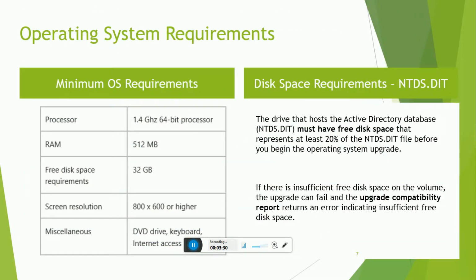These are the operating system requirements. The minimum requirement is a 1.4 GHz 64-bit processor, 512 MB of RAM, and 32 GB of free disk space. Screen resolution is 800 by 600 or higher. Miscellaneous requirements are a DVD drive, keyboard and internet access. The drive that hosts the Active Directory database NTDS.DIT must have free disk space equal to 20% of the NTDS.DIT file before you begin the operating system upgrade.